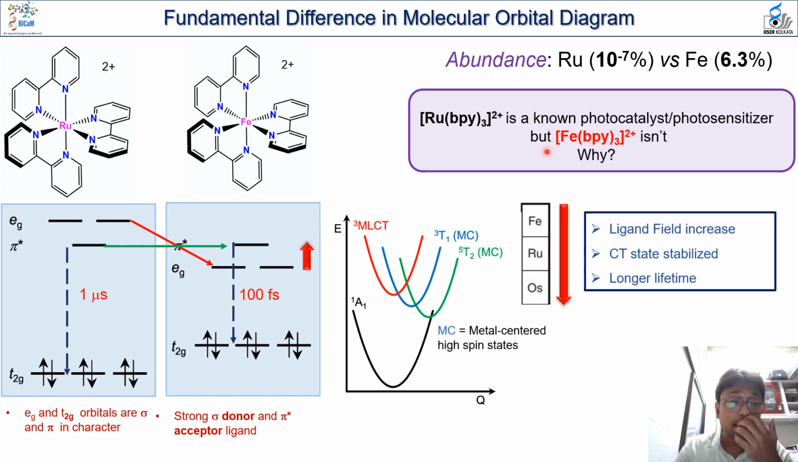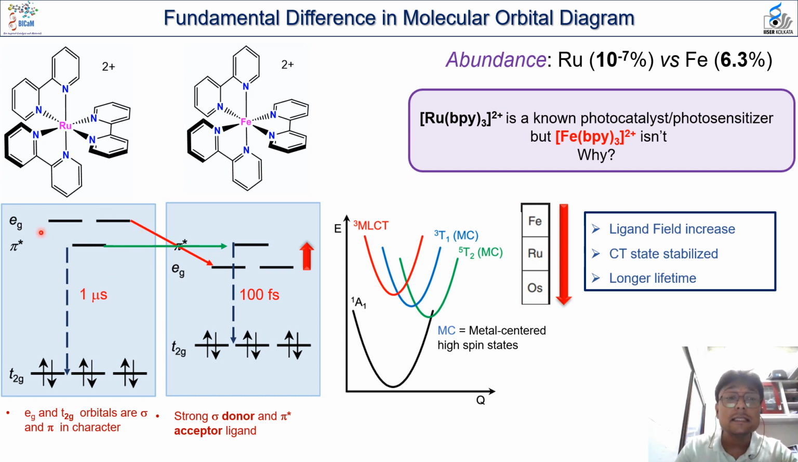To understand that, look at the molecular orbital diagram of a classical octahedral inorganic complex of ruthenium. You can find that in between t2g and eg there is a pi-star orbital. t2g is pi in nature, and eg is sigma in nature. So once you excite from t2g to pi-star, there is no MC-based state, so the recombination takes place at around 1 microsecond.